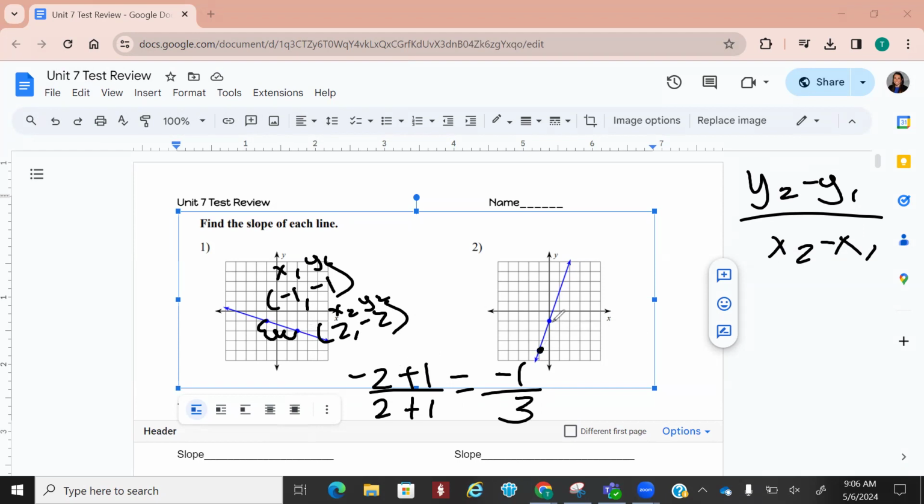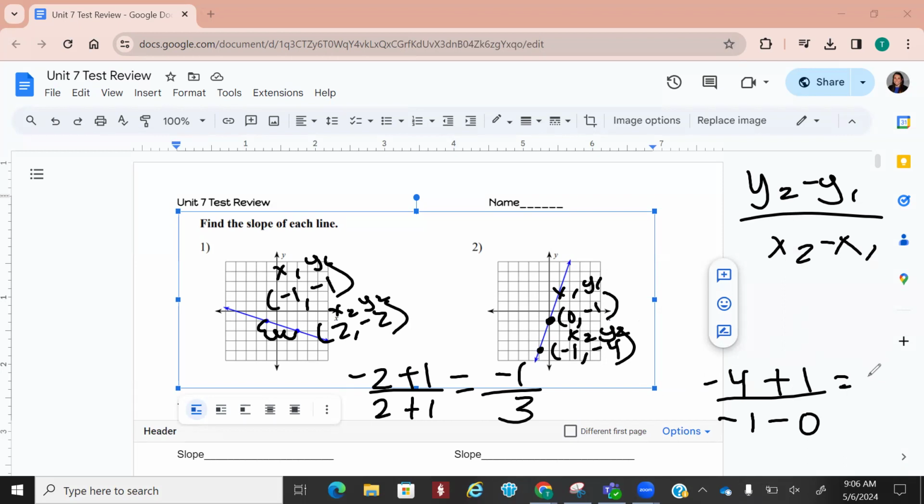On the next one, we've got these 2 points. This is 0, comma -1. And then this one is -1, comma 1, 2, 3, 4, -4. Again, you're going to label, and then you're going to plug in. So -4 minus -1 over -1 minus 0. So this is going to give me -3 over -1, which is going to be +3. Again, we can see this visually, up 3 over 1.